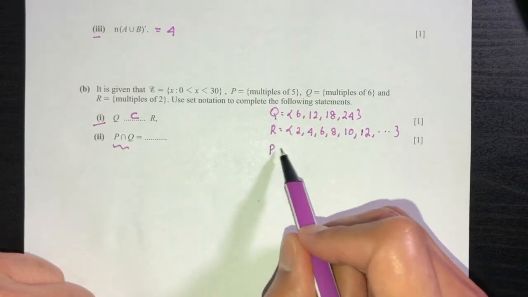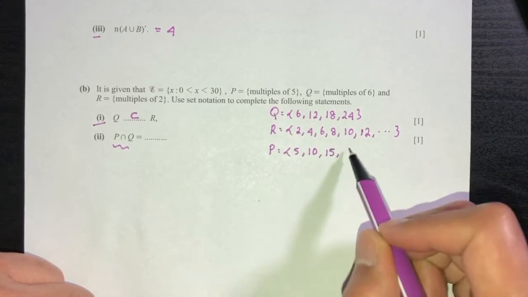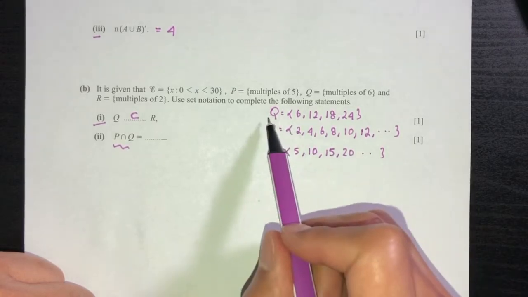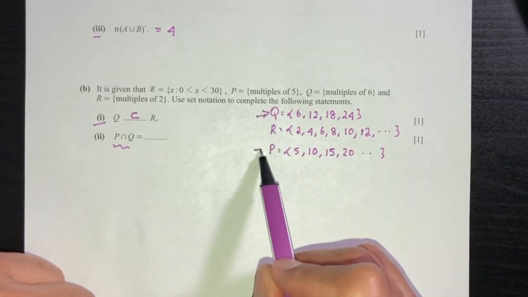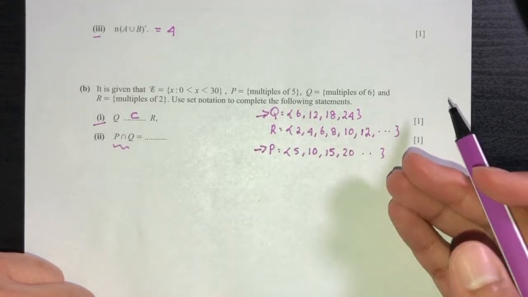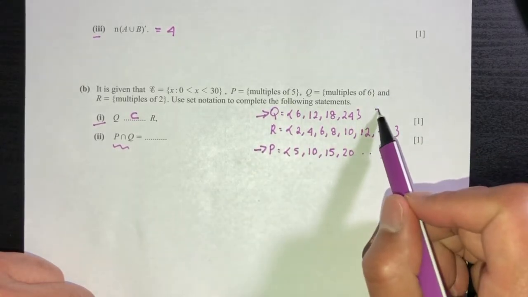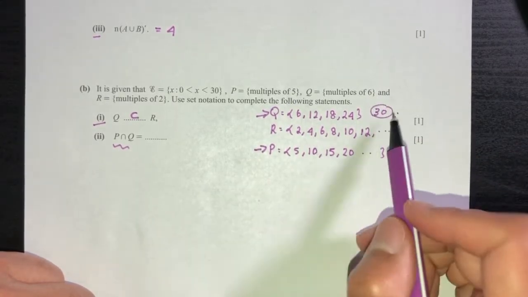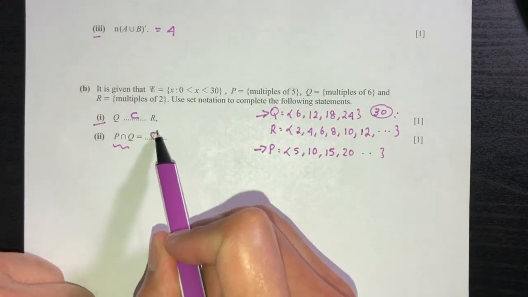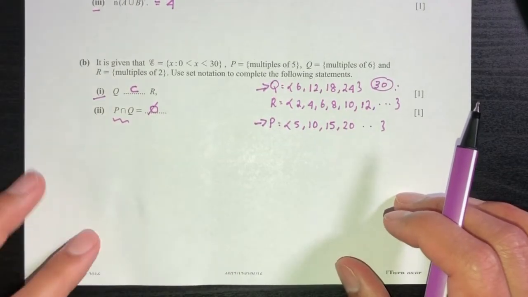Now for this one, P intersecting Q. So P is 5, 10, 15, 20, going on, right? But if you observe, we don't have anything in common between those two. This is multiple of 6, multiple of 5, so they don't have anything in common except only one number, which is 6 times 5, which is 30. But 30 is not inside of this. It is not including 30, so this one will be your empty set. Right. So that will be the answer for part 1.